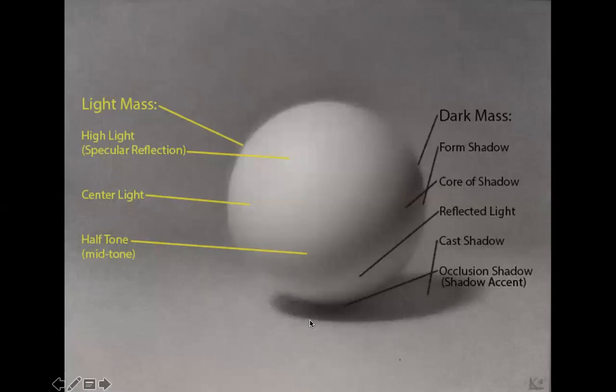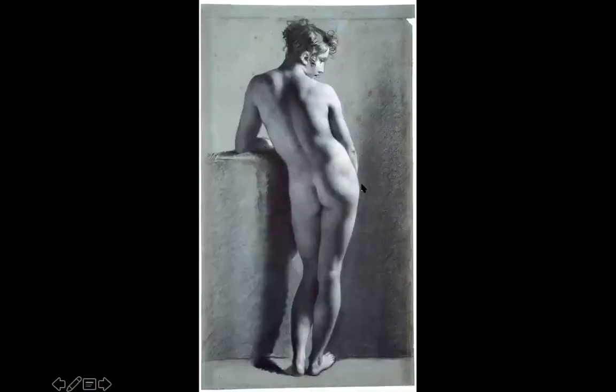And on Tuesday, we studied light and shadow. So we broke down the elements of light and shadow and looked for them in the drawings we did. So we have our light mass and our dark mass. We talked about those elements of light and shadow, the core of the shadow, the reflected light, the shadow edge or the terminator. Oh, I left that out, didn't I? Okay. The cast shadow, occlusion shadow, halftone, center light, highlight. And we talked about how that applies to a more complex organic form.